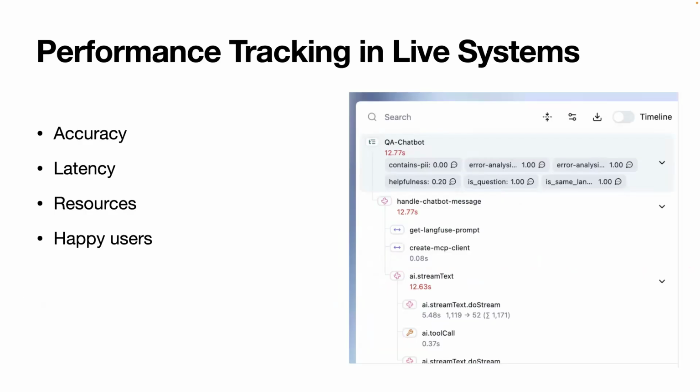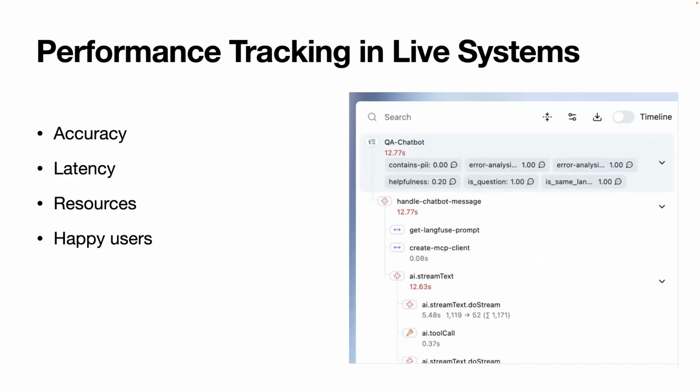And this chapter goes through different important topics describing the whole process of evaluating and monitoring agents in production. It starts from performance tracking. In real life, when running these agents in prod, you would like to see accuracy, latency, resource usage, because if your chatbot or something is taking too much time to answer, you will not have happy users.